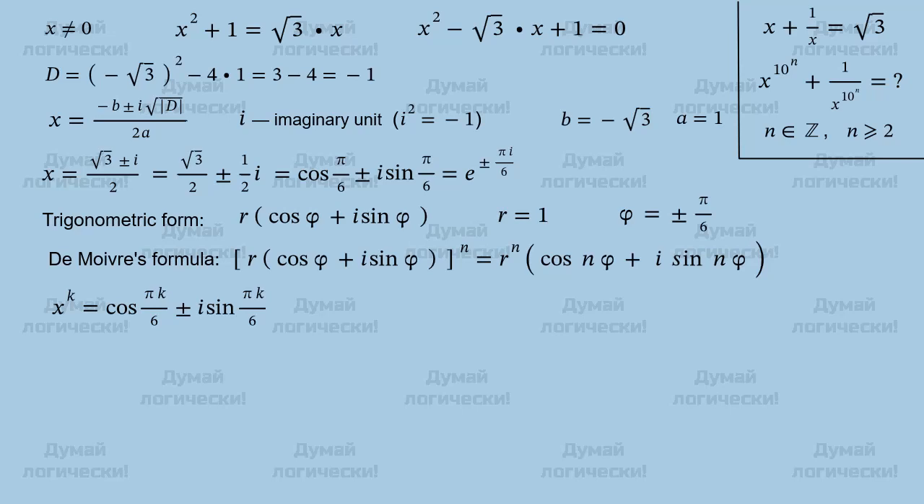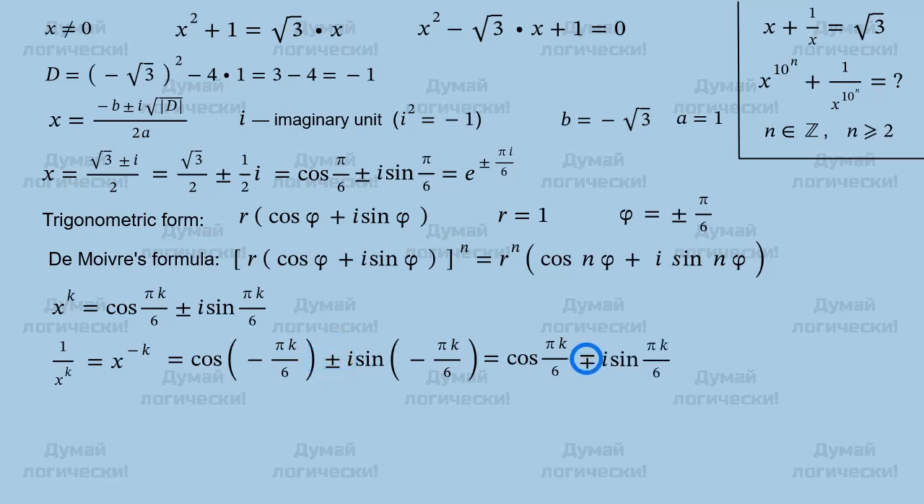Using de Moivre's formula, we can also write the expression for 1 over x to the power of k, which is x to the power of minus k. So we get minus for cosine and sine. But cosine is an even function, so the minus cosine can be dropped. While sine is an odd function, in which case we have to take minus out of sine, turning plus minus into minus plus. When we add up the expressions, their imaginary parts are cancelled out, while the real parts add up to 2 cosine of pi k over 6.